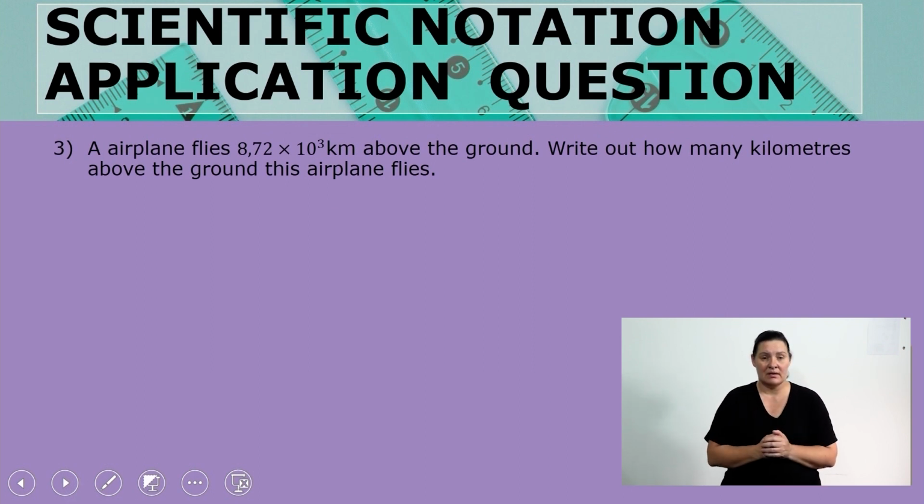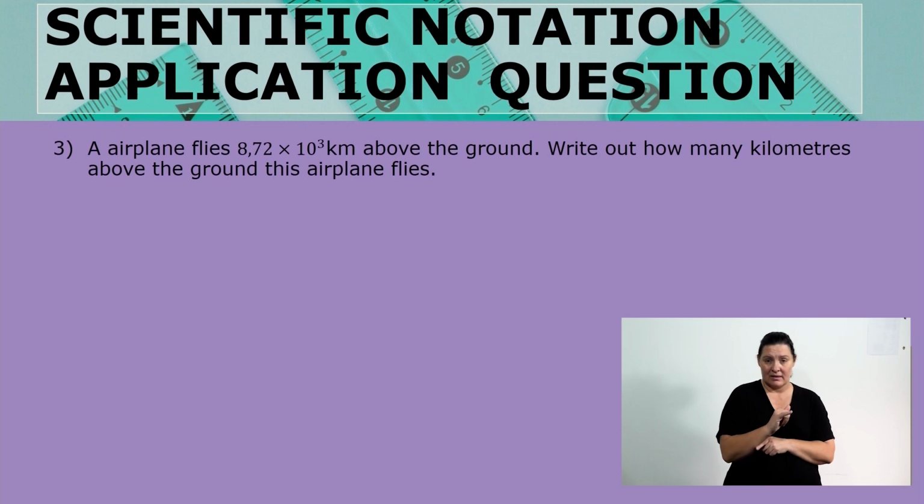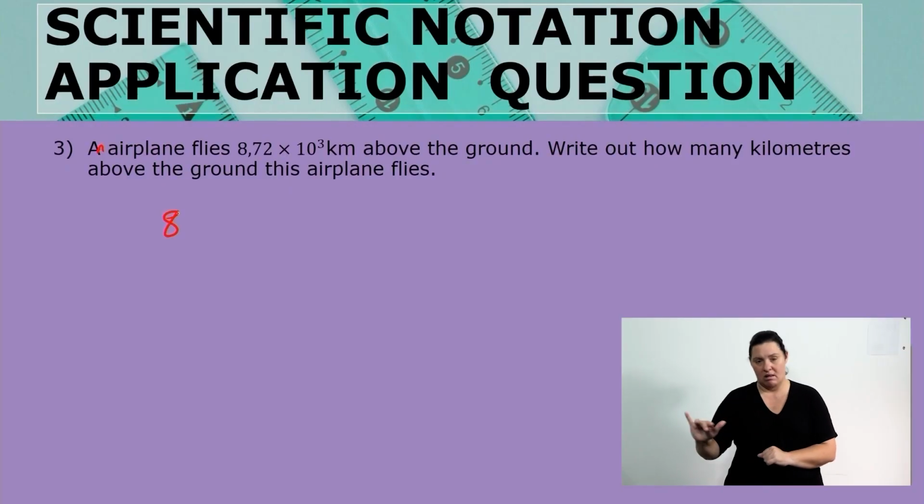Our last example reads, an airplane flies 8,72 multiplied by 10 cubed kilometers above the ground. Write out how many kilometers above the ground this airplane flies. So now we are given the number in scientific notation, and we need to write it out as the full number in kilometers.